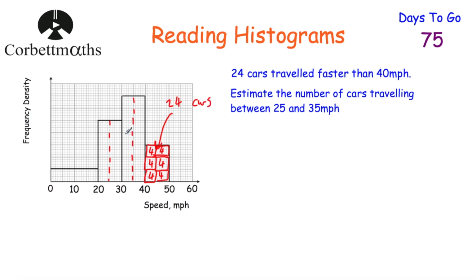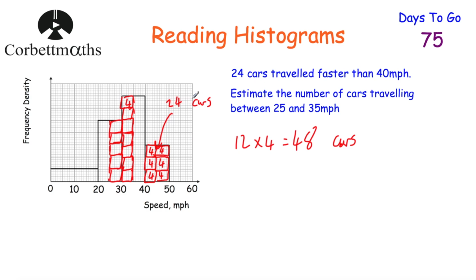So that means if we look at 25 to 35, we can see how many of those blocks there are. And there's 1, 2, 3, 4, 5, 6, 7, 8, 9, 10, 11, 12. So that means there's 12 blocks, each one containing 4. So 12 times 4 is equal to 48. So our estimate would be there'd be 48 cars traveling between 25 and 35 miles per hour. That's our estimate. So that's one approach you could use in a question like this.